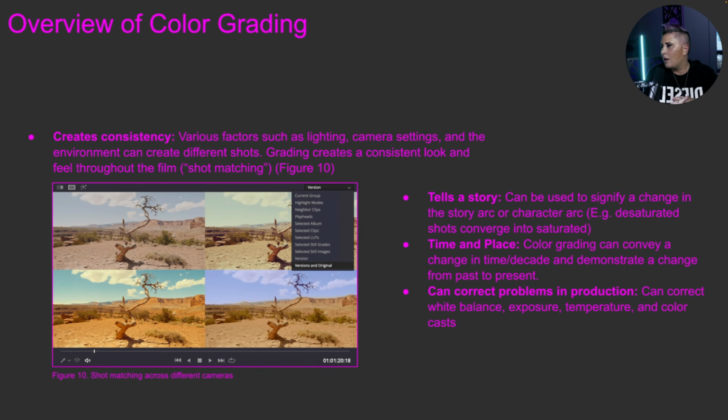The other reason we color grade is to create consistency. Various factors such as lighting, camera settings, and the environment can create different shots. Grading creates a consistent look and feel throughout the film, which is also referred to as shot matching. I put an example in figure 10 here where you can see 4 different images created by 4 different cameras. Now, this is a great example of creating consistency. It's the same exact shot, but it's different sensors, different cameras.